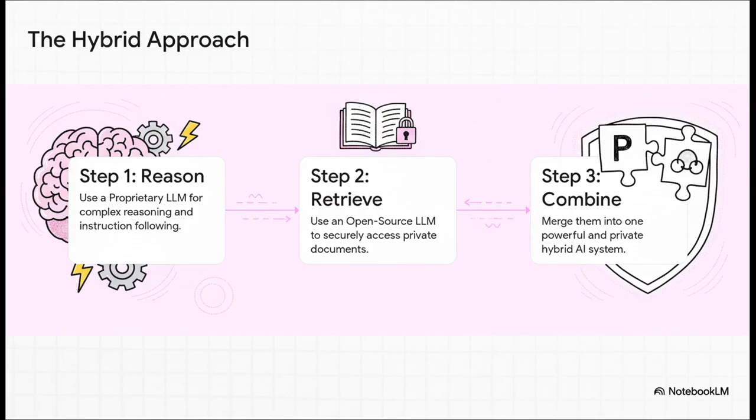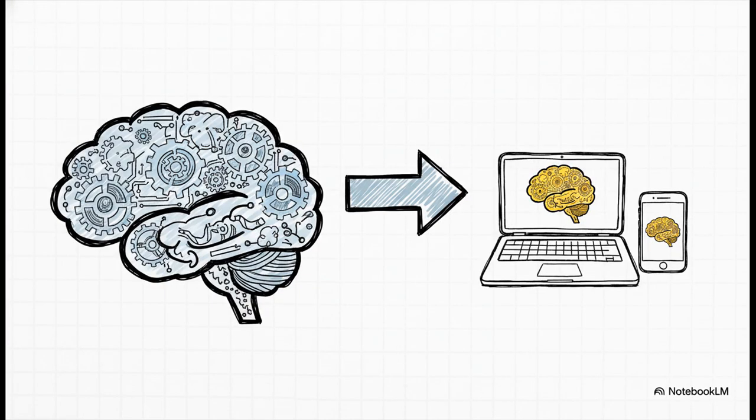Imagine this. You use a super powerful proprietary model like GPT-4 for all the complex general reasoning. Then you use a secure, self-hosted open source model to search through your private company documents, and you feed those results back to the main model. It's power married with privacy. It's brilliant. And just when we think we're getting a handle on all this, the landscape shifts again.